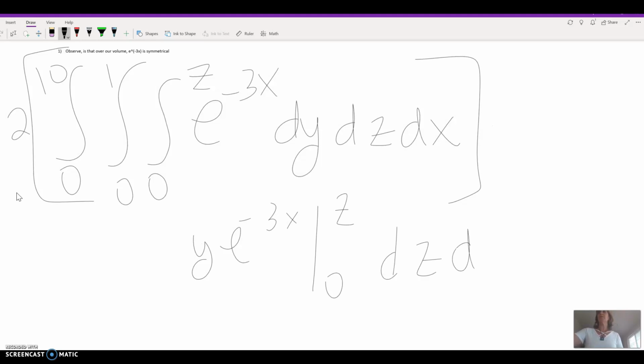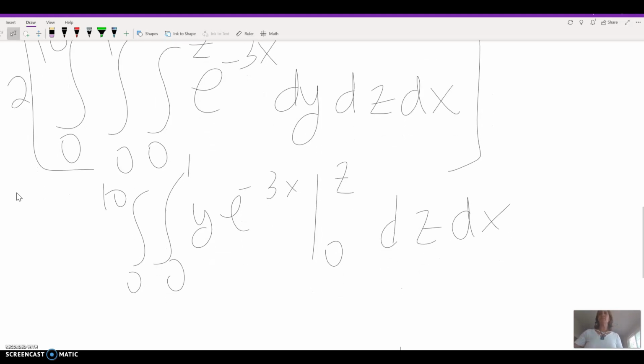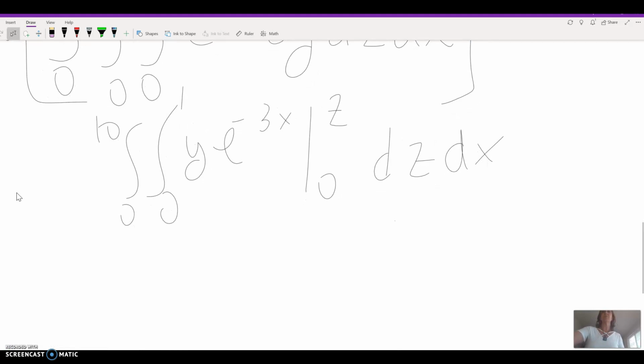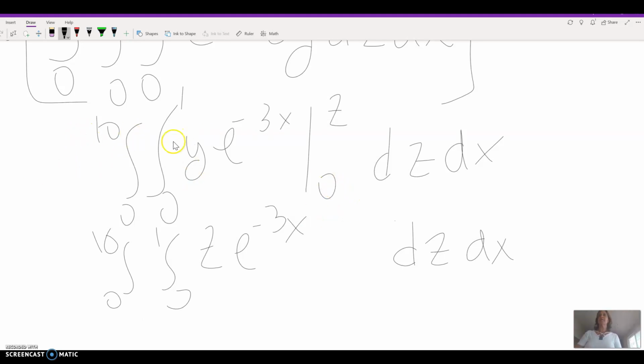And then I still have to integrate with respect to z and with respect to x. The z bounds are 0 to 1 still. The x bounds are still 0 to 10. So now I'm substituting z in place of the y because I had integrated with respect to y. So that gives me inside z e to the negative 3x. And then I am still going to have to integrate with respect to z with respect to x. Bounds between 0 and 1, 0 and 10. And just so that we're discussing, when I plug in 0 for y, 0 times anything is 0. So that would be minus 0. So I won't write that down.